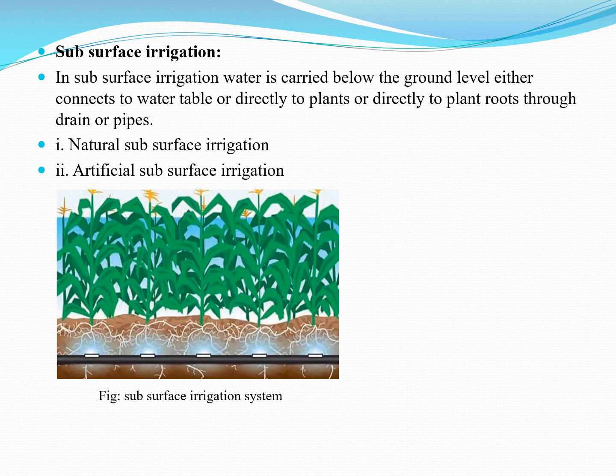So let's start with the first type, natural subsurface irrigation. In natural subsurface irrigation, when water is applied to the plants through capillary movement from the water table, it is called natural subsurface irrigation. Second one is artificial.